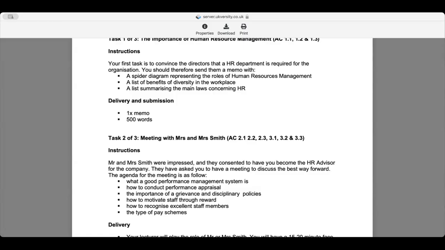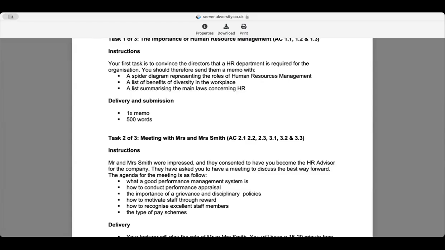Then, benefits of workplace diversity. Explain how diversity can improve creativity, productivity, and employee engagement. Mention legal and ethical reasons for promoting diversity. Highlight how diversity creates an inclusive and positive work culture.